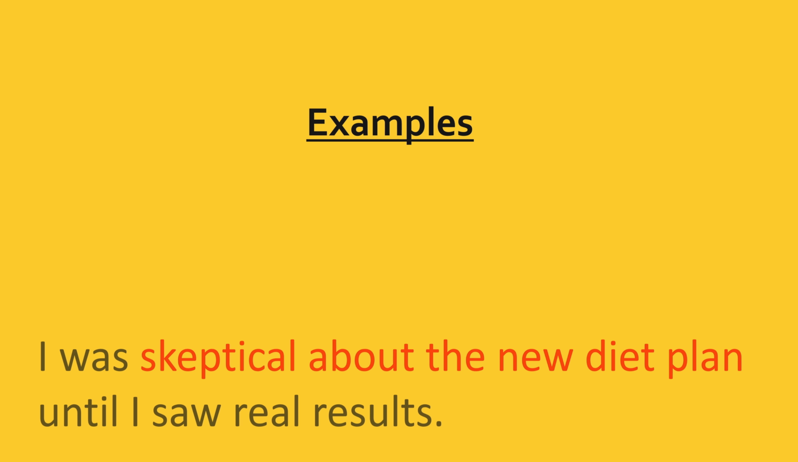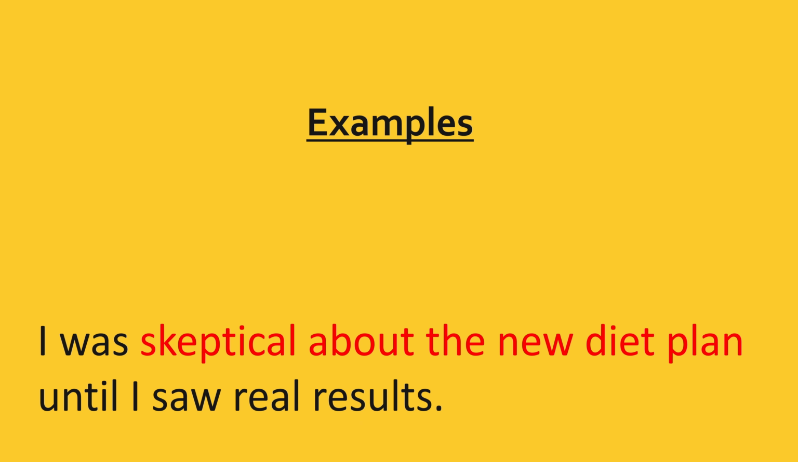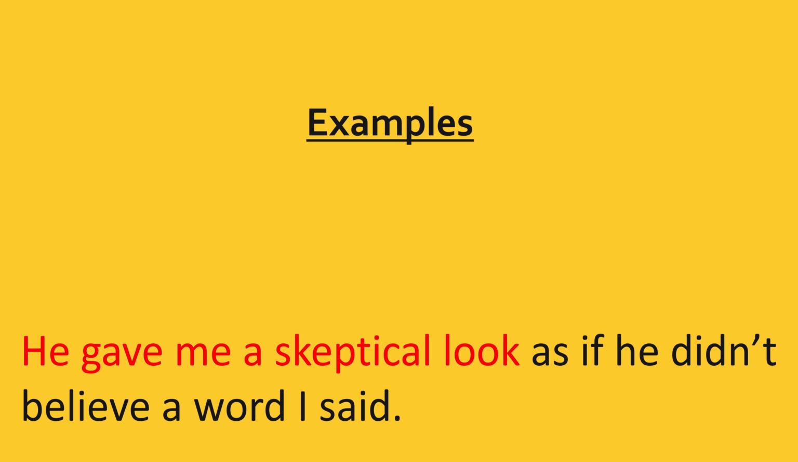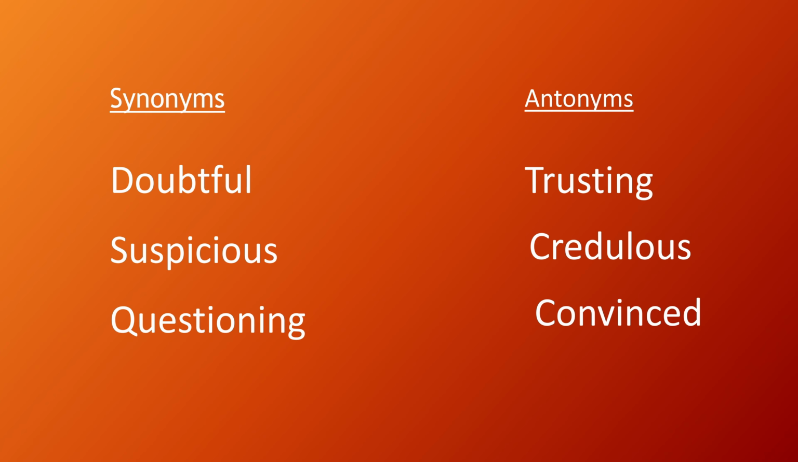Here are some examples. I was skeptical about the new diet plan until I saw real results. He gave me a skeptical look as if he didn't believe a word I said. Synonyms for skeptical are doubtful, suspicious, questioning. Antonyms are trusting, credulous, convinced.